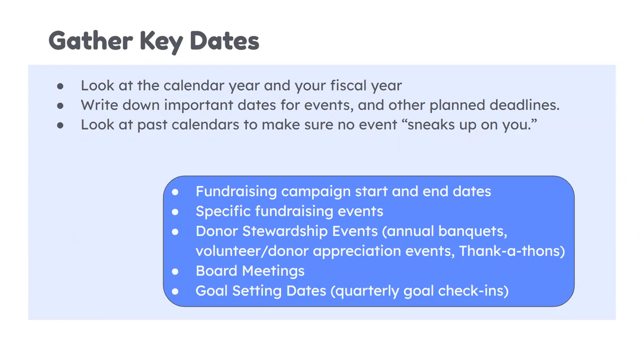But things that we want to do when we're really thinking about a calendar is we want to talk about the fundraising campaign start and end dates. You can put in what you think different fundraising campaigns should be, and when they should be, and don't just think of them as one date, but think about the whole communications plan that you might want to implement, and how you're going to market whatever fundraising event you have. You want to make sure that all of your specific fundraising events are there.